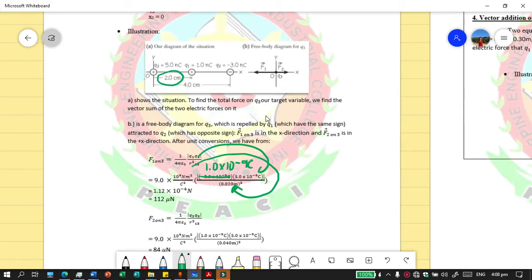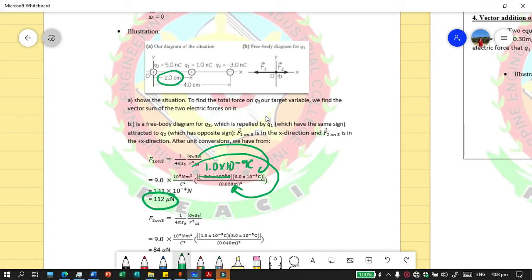Okay? Now, upon calculation, yung makukuha nating sagot is 1.12 times 10 to the power of negative 4 Newton. So, pwede rin natin yan i-express in micronewton. So, that is 112 micronewton. Okay, that is our answer. Okay, ang mali lang natin dito is yung pagkasulat ng value dito.